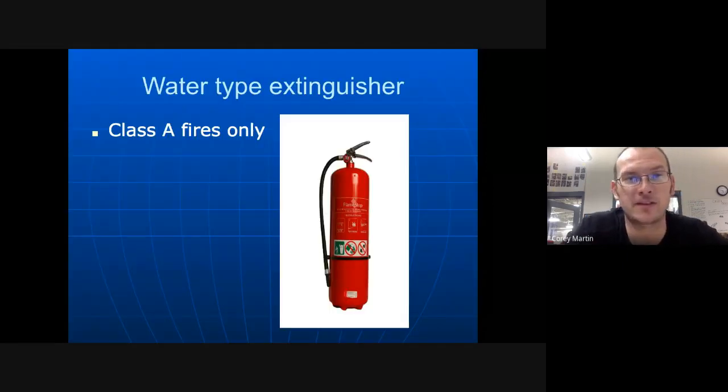Okay, so we got a couple of examples here. We got a water type extinguisher. So this is like a water bottle. Class A fires only. You can see here, if you look at the label, it has a picture. This is called a pictogram. It has all 3 on it, and 2 of them are crossed out, meaning you cannot use this on these 2 types of fire. If you use it on a Class C fire, you're probably going to get electrocuted because water is a conductor. If you use it on a Class B fire, you're going to make it larger and worse. You can only use this on Class A fires.